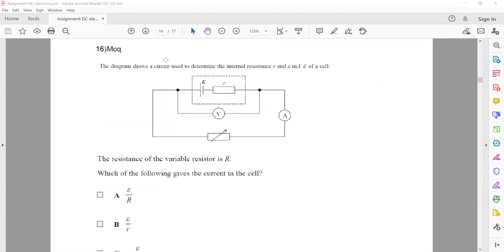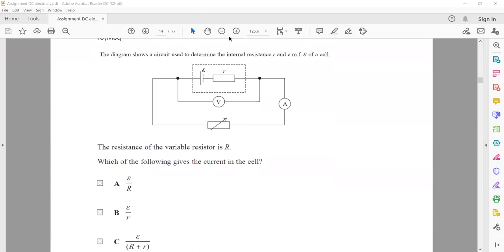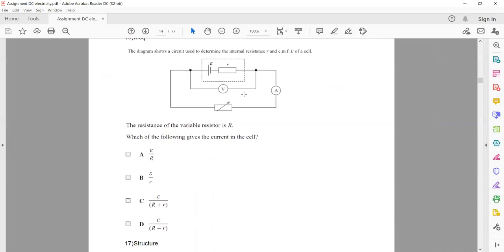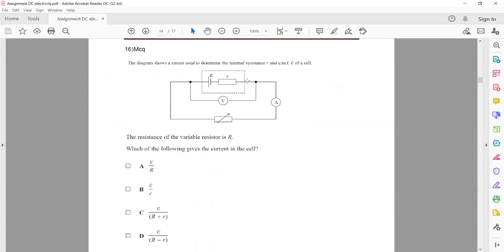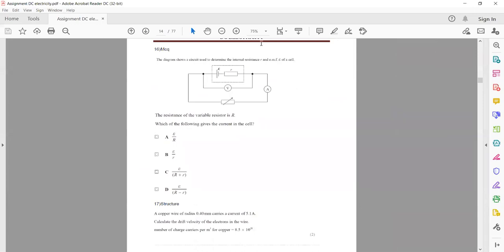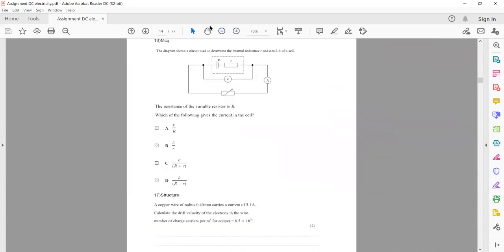Question 16. The diagram shows a circuit to determine the internal resistance. The resistance of the variable resistor is R. Which of the following gives the current in the cell? How can we work out the current in the cell? We have the formula EMF equals Ir plus IR. If I take I common, EMF equals I times (r plus R), or I equals EMF divided by (r plus R), because the total current is total voltage divided by total resistance. So it matches option C.